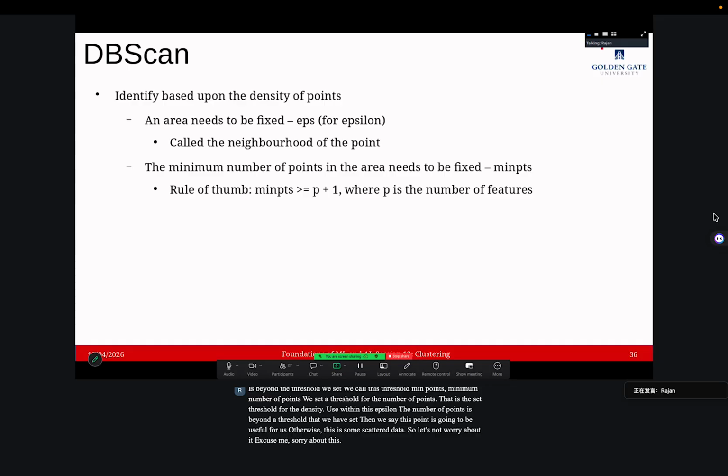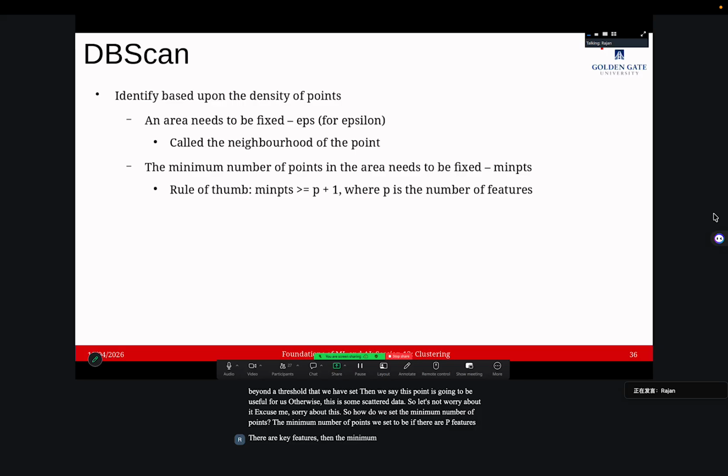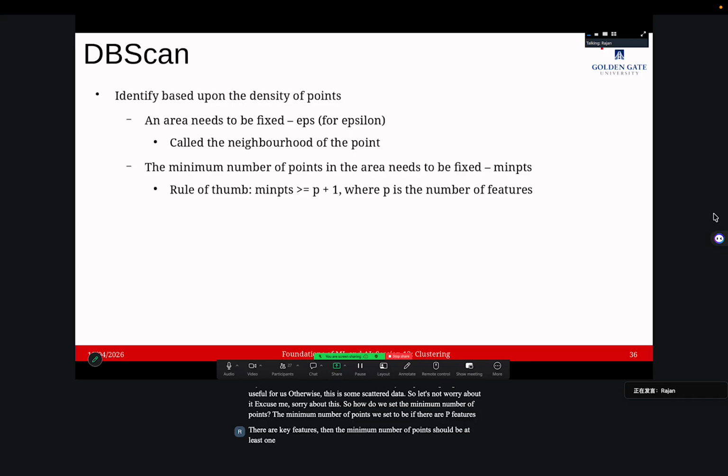So how do we set the minimum number of points? If there are p features, then the minimum number of points should be at least 1 more than p. If there are 10 features, then min points should be at least 11. At least 11. This is a rule of thumb.